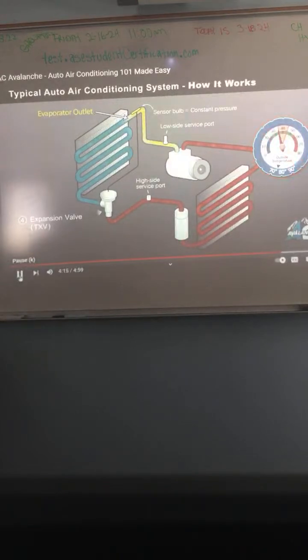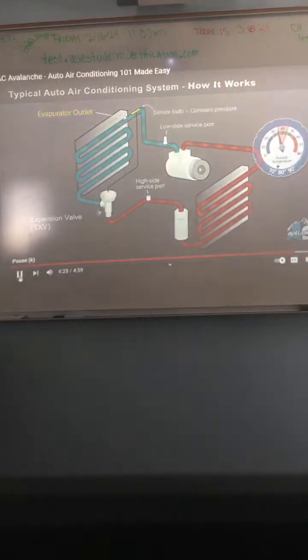In these cases, using only a low side gauge can potentially cause too much refrigerant to be added and result in damage to the compressor or other problems associated with overcharging.